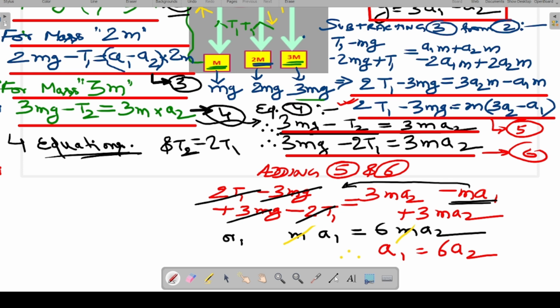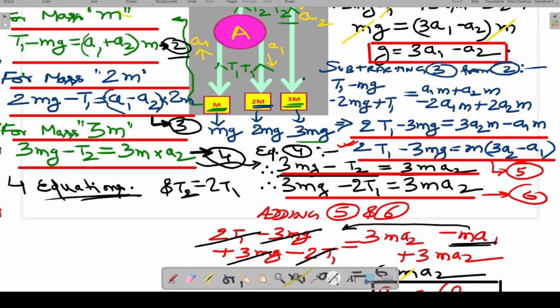Now we have already derived an equation above. In one of the equations above, though we have not numbered it, let us number it as equation number 7, that is g equal to 3a1 minus a2. Just mark it as equation number 7. Now rewrite this equation below: g equal to 3a1 minus a2, by equation number 7, right. And as we have derived that a1 is equal to 6 times a2, put the value of a1 as 6a2 into equation number 7.